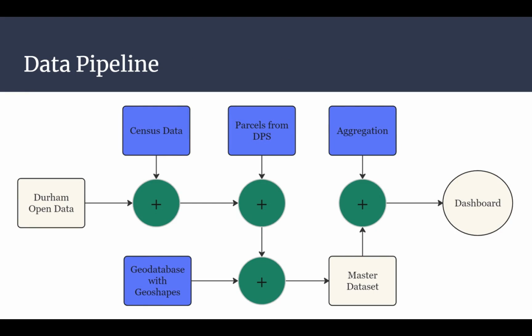pipeline. We begin with our Durham open parcel data, joined with our census data that contains the rents for our multifamily housing, then join it with the parcels from Durham Public Schools that contain our school boundaries and student information, and then join it with a geodatabase with geoshapes, which contained all the polygons for our census geographies and our school boundary geographies. After all these joins, we could then get our master data set, which we could then aggregate using our geographies and then using property value and rent value. And then finally, we can export this master data set to our data dashboard.